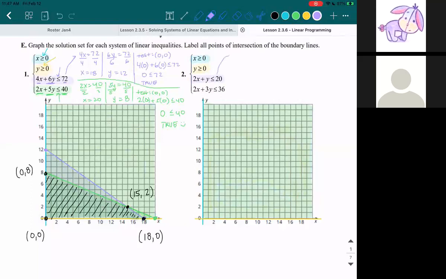For this one, find our x-intercept, focusing on the 2x and the 20. Divide by 2, x equals 10. So on the x-axis, put a dot at 10. For the y, it says y and 20. Y equals 20. We don't even need to solve for it. It's already there for us. So put a dot at the 20.